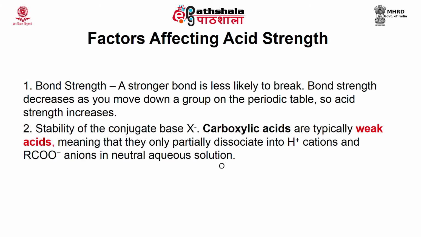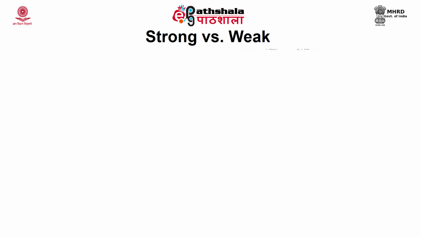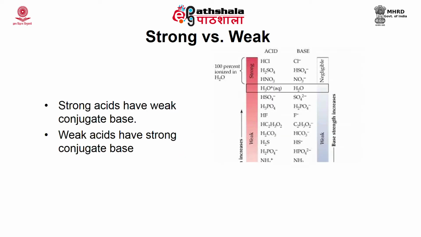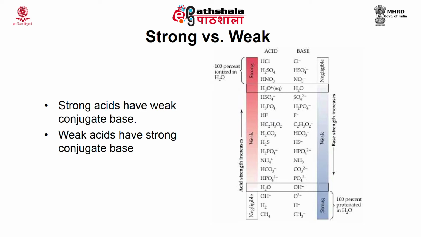Stability of conjugate base. Carboxylic acids are typically weak acids, meaning they can only partially dissociate into H+ and RCOO- in neutral aqueous solution. The strength of bases and acids is shown in this figure. As the acidic strength increases, the conjugate base strength decreases. All strong acids have weak conjugate bases, and weak acids have strong conjugate bases.